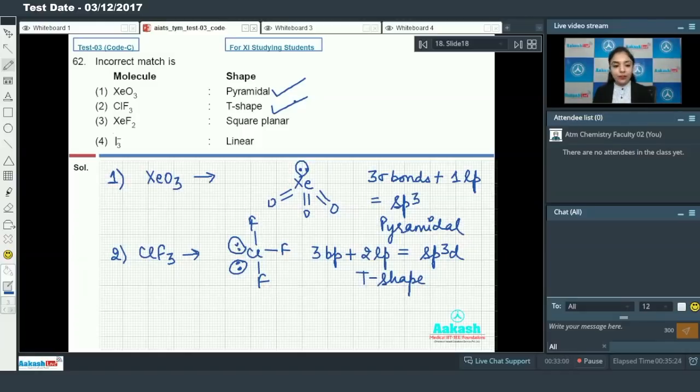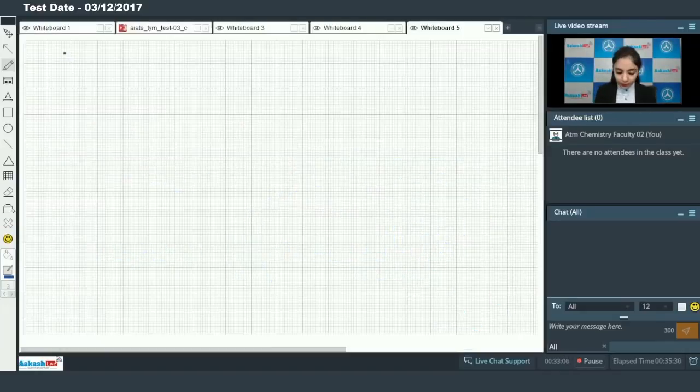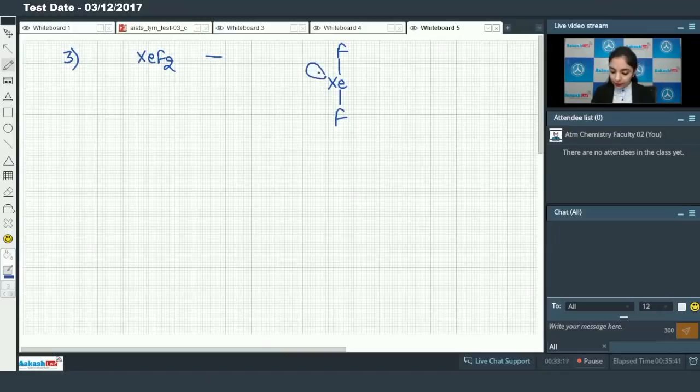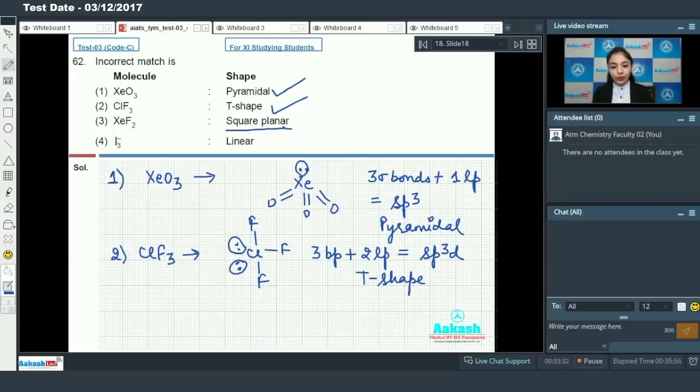So now we have XeF2 and I3 negative. In XeF2 we have 2 bond pairs plus 3 lone pairs. So the hybridization will be sp3d and the shape is linear. But the given shape is square planar. So this is absolutely incorrect.